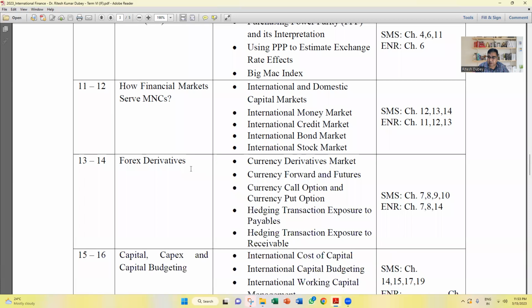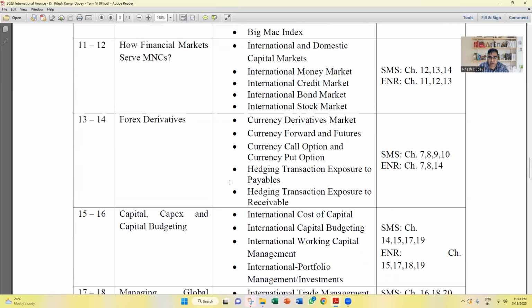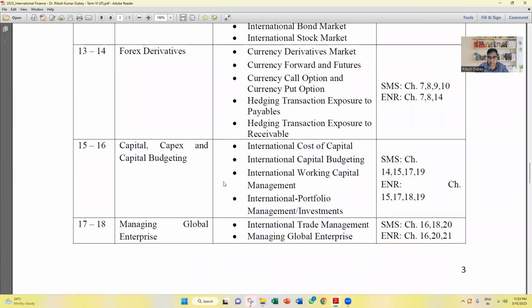Derivatives, by default, form an important aspect of any business, because we are always trying to mitigate the risk. So we will be looking at some of the derivatives in the context of foreign exchange as well, and these are the currency derivatives that we are looking at. We'll look at certain options, forwards, futures, and certain trading strategies or hedging strategies that are available in the forex derivatives market as well.